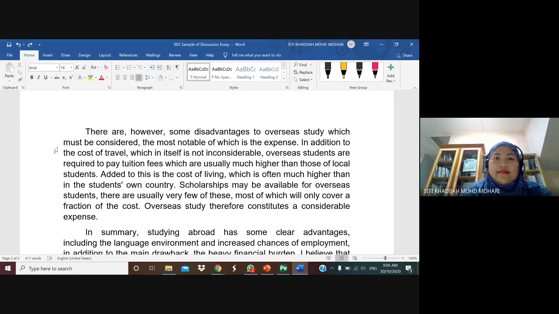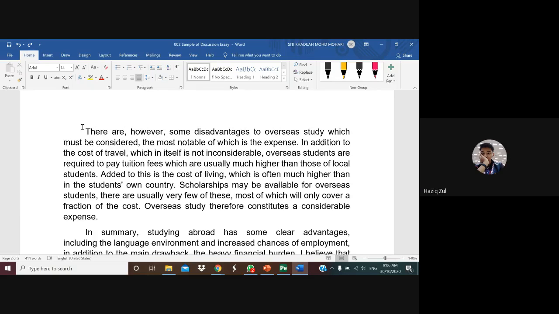Haziq, are you still there? Yes. Which one is the topic sentence? The first sentence. And what is the first sentence? There are, however, some disadvantages to overseas study which must be considered, the most notable of which is the expense.